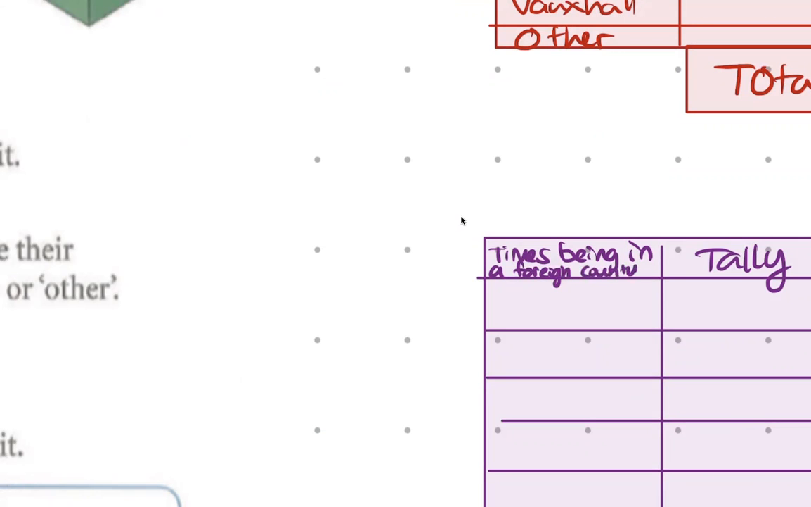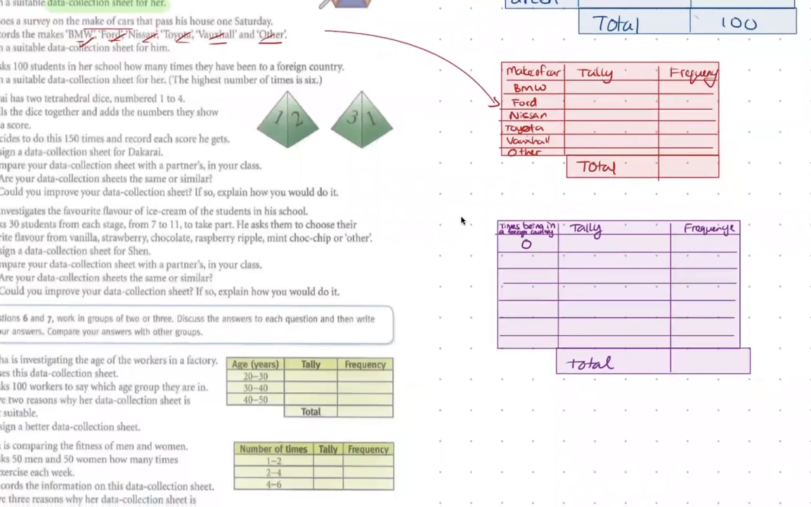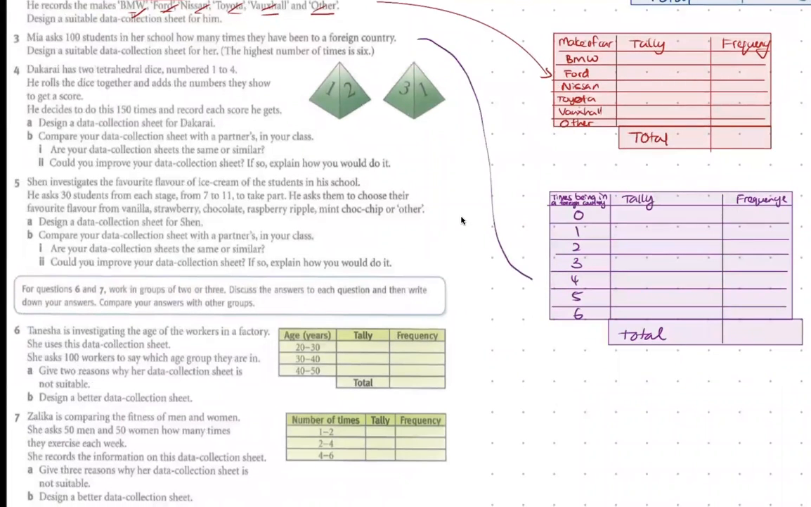Foreign means overseas. You've been to another country. So we start from 0, 1, 2, 3, 4, 5, maximum 6. Don't need 6 or more because we just say that 6 is the maximum. This is for number 3.